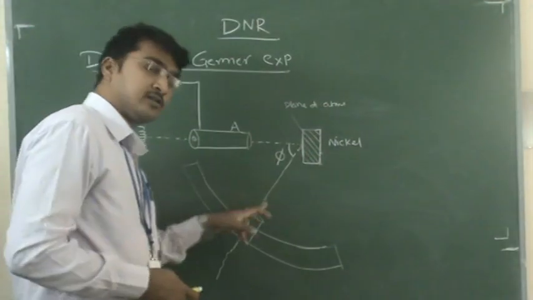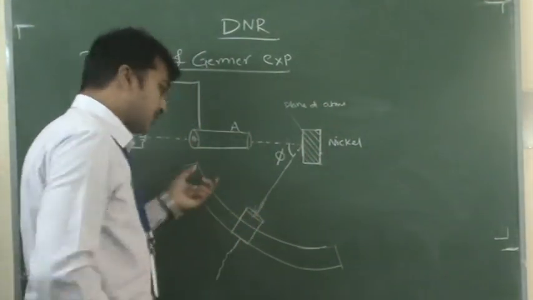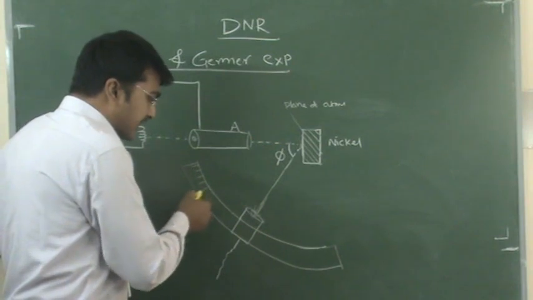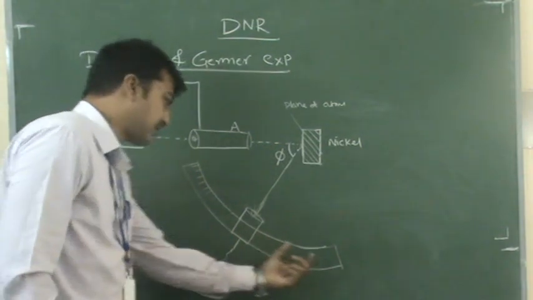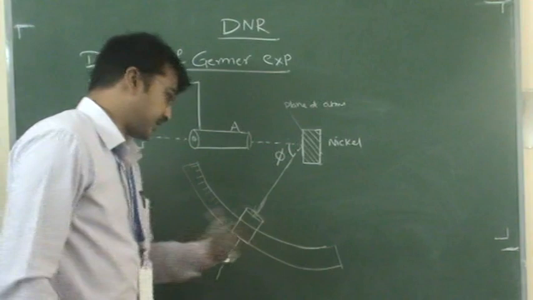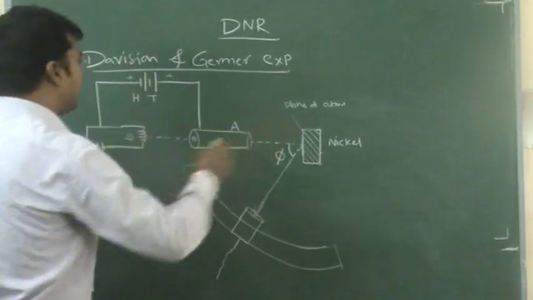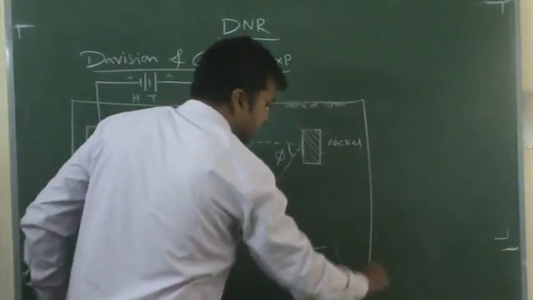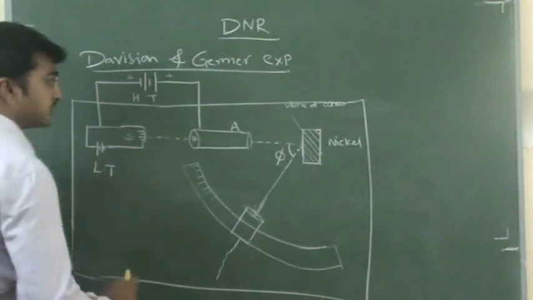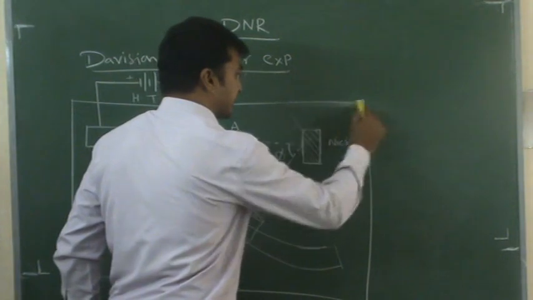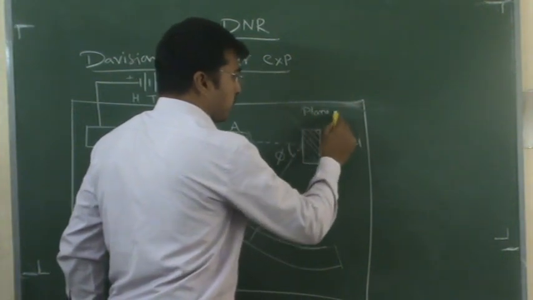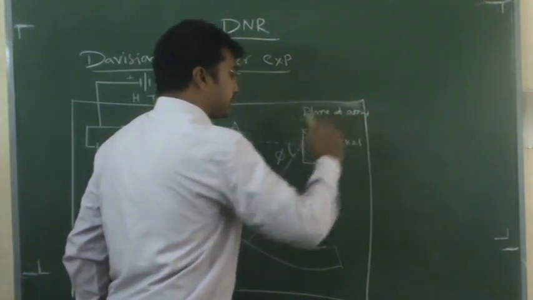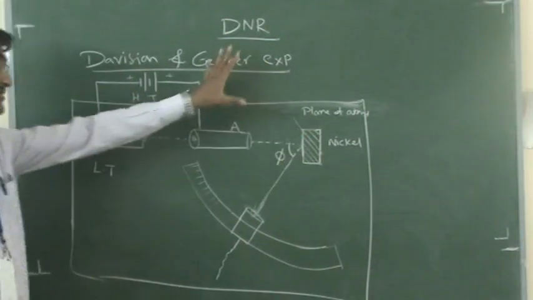Okay, to find out the intensity, we are using one scale, and on that scale we are using one microscope to measure it. This total apparatus is placed in a vacuum chamber, to reduce the ionization effect. So this is the structure of the Davisson and Germer experiment.